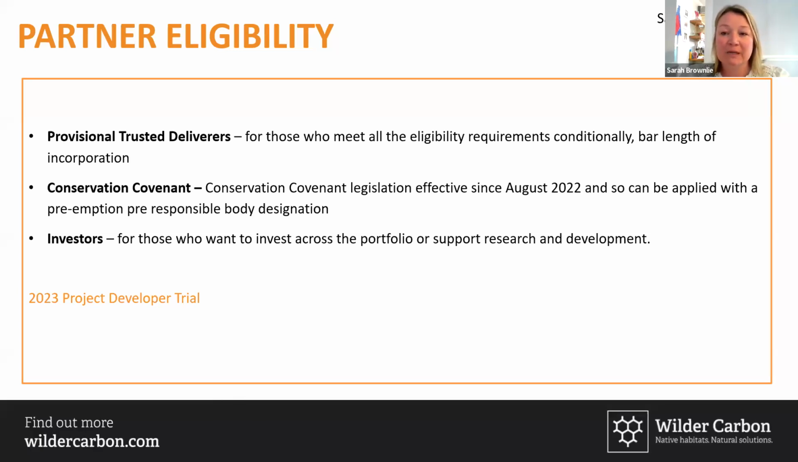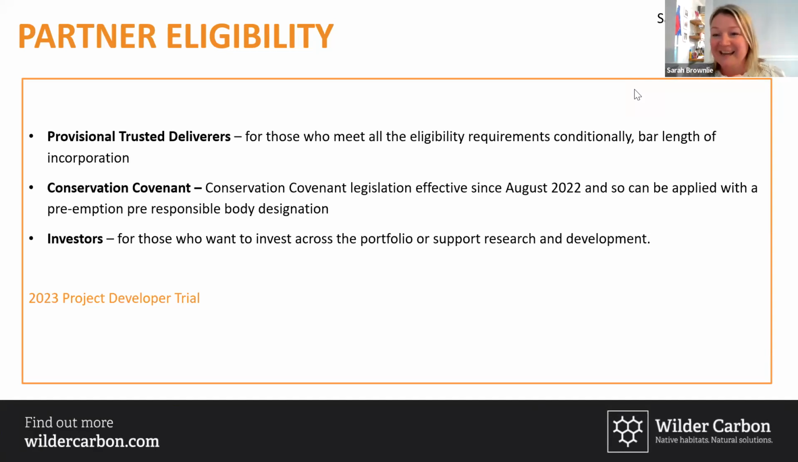So there are a number of partners within the standard that have requirements set out on the project development side, but also, of course, on the buyer and investment side. We've updated the standard to include provisional trusted deliverers. In version 1, we had eligibility requirements for trusted deliverers who had a track record in safeguarding nature in perpetuity and fundamentally were able to demonstrate how they could do that going forward. They had the resources and the structure and the setup to be able to deliver nature restoration with biodiversity goals.